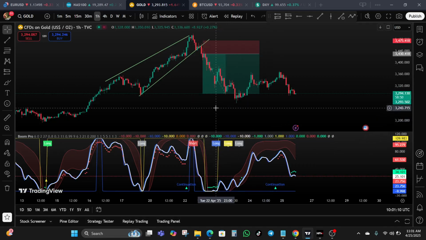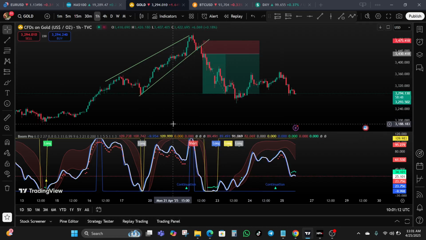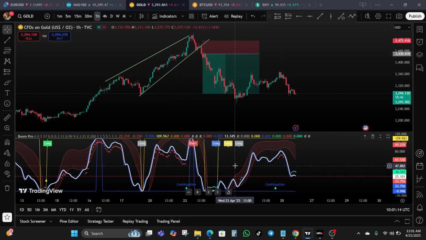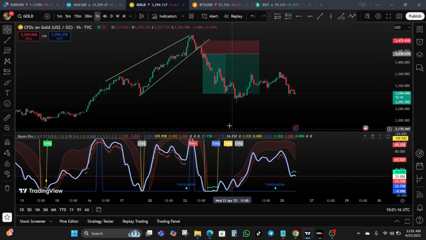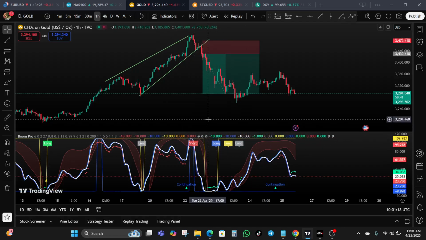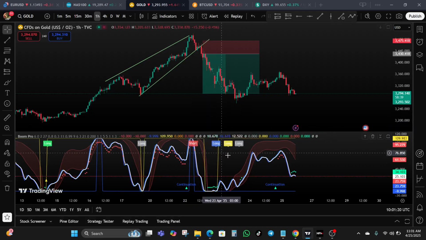Now, what is really useful about this indicator is that it is visually simple. You're not getting bombarded with random arrows or chaotic overlays. You get clean zones, and when the price enters those areas, that's the time to start planning a trade.